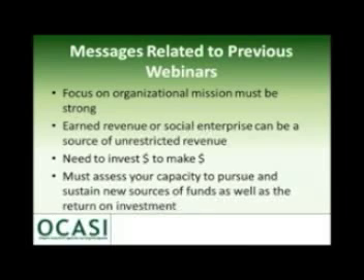We've mentioned in the past that you'll need to invest money to make money, and that's also the case with social enterprise. We also mentioned that with respect to collaboration, perhaps not in the sense of investing money, but certainly time and resources need to be invested to make it work. You'll also need to assess your capacity to pursue and sustain new sources of funds, as well as the return on investment, and manage your expectations accordingly.